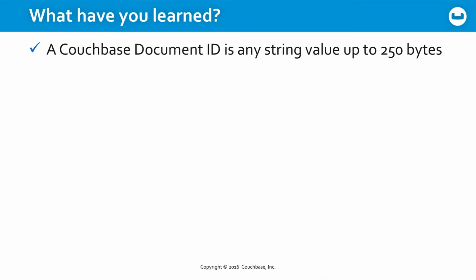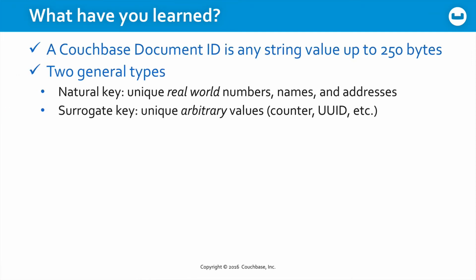So what have you learned here? Well, first, a document ID is the key of the key value store provided by Couchbase, and each document ID is any string up to 250 bytes. There are two broad categories of key types you might choose to implement. Natural keys, which are some real-world value associated with the values in your document. But you might also choose to use surrogate keys, which are some unique, completely arbitrary value that you create.